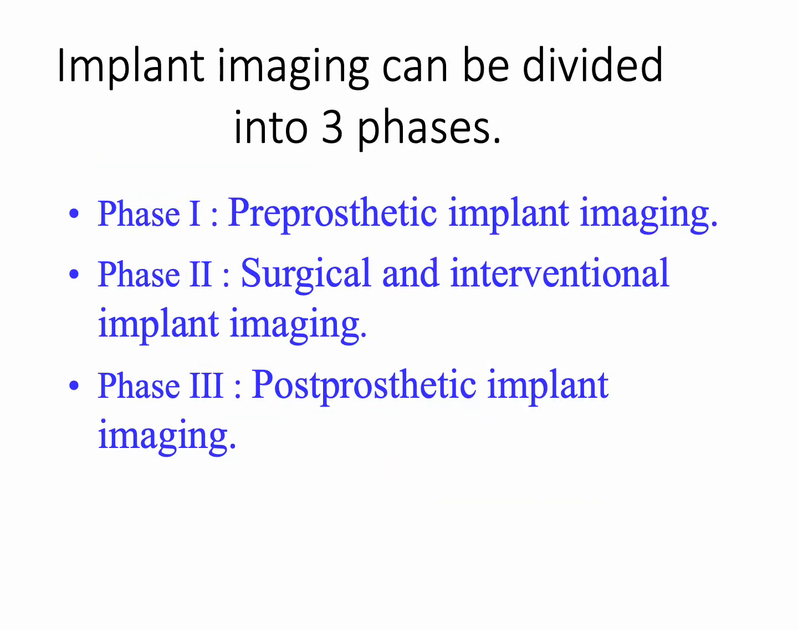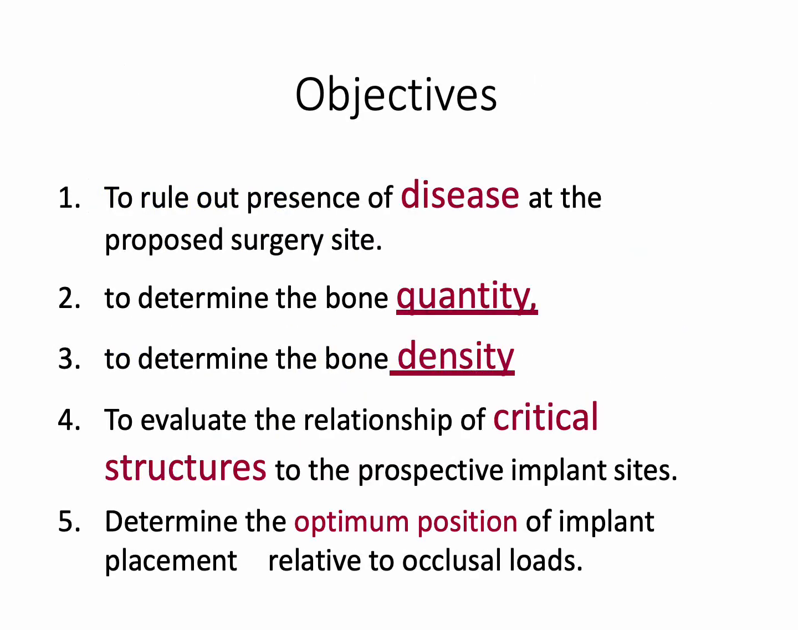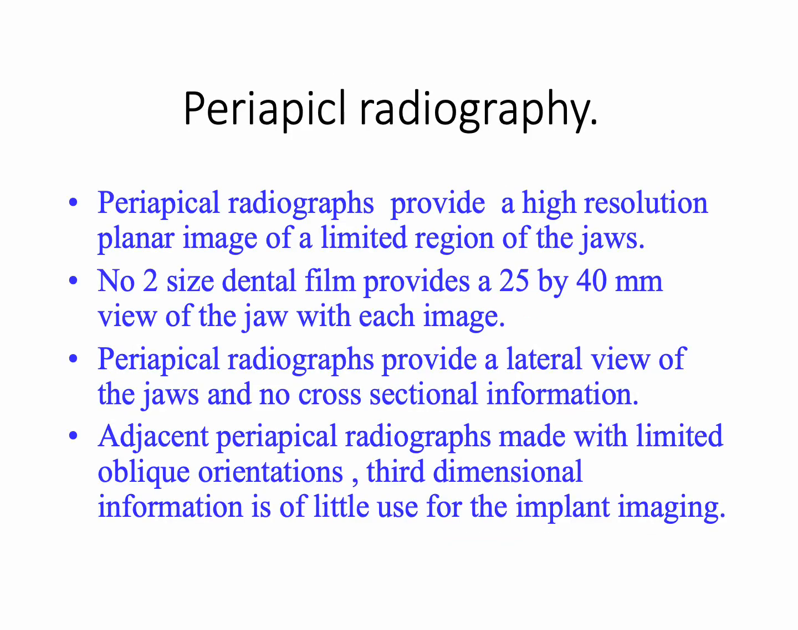Implant imaging can be divided into three phases: phase 1, 2 and 3. Phase 1 is done at the stage of pre-prosthetic implant imaging, phase 2 is surgical and interventional implant imaging, and phase 3 is post-prosthetic implant imaging. Pre-prosthetic implant imaging involves all past radiological examinations and new radiographic examinations to assist in the final and comprehensive treatment plan. The objectives are to rule out the presence of disease, to determine the quality and density of bone, to identify the relationship of anatomic structures, and to determine the ideal position for placement of implants.